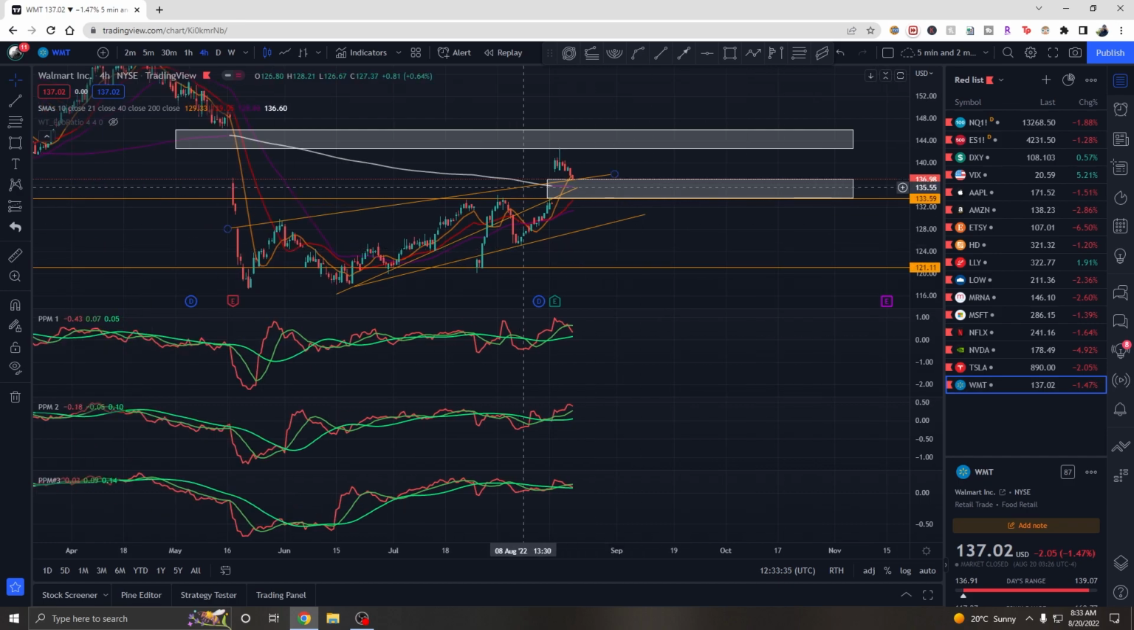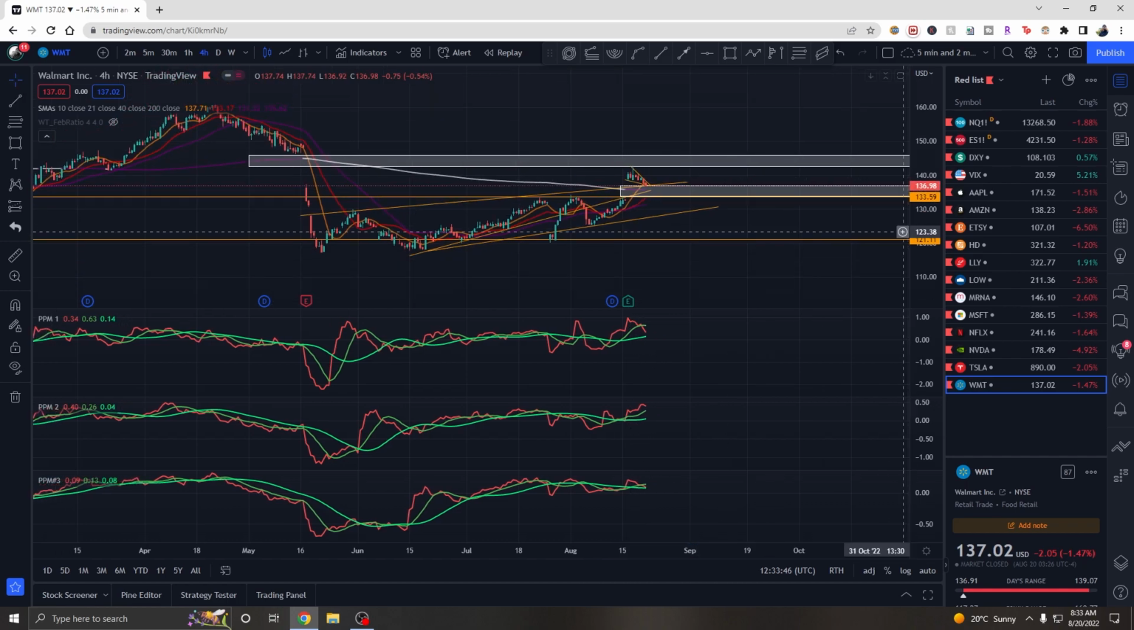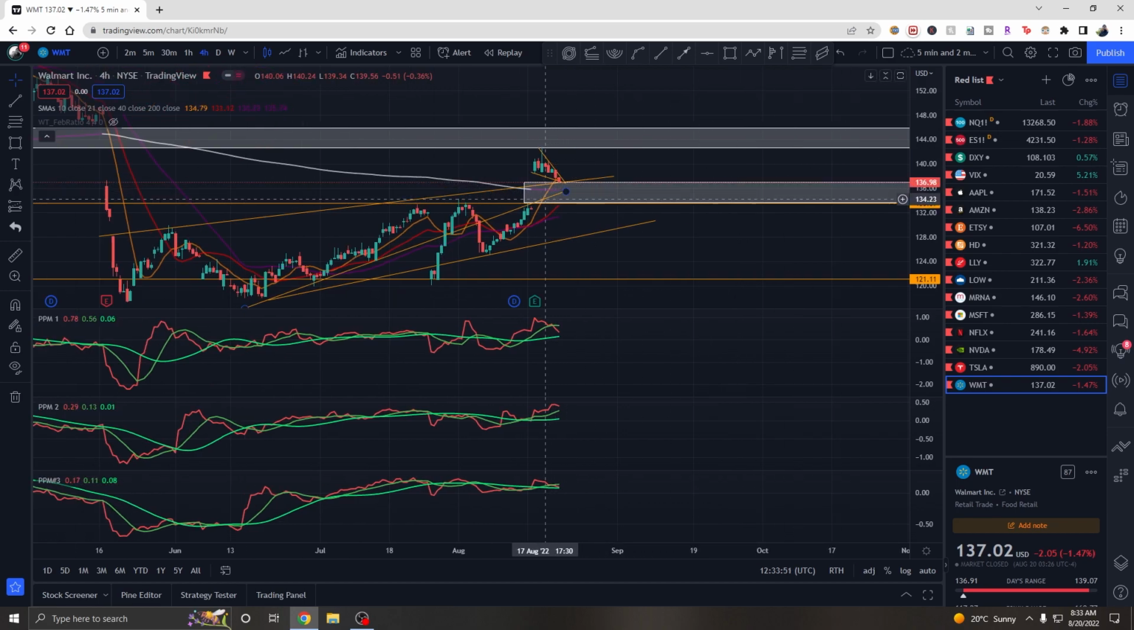Next one is Walmart, and Walmart is also forming this flag formation, similar to all the retail stocks like Home Depot and Lowe's. Because it's very close to this gap fill and very near this 200 period moving average, I'm expecting it to retest this 200 period moving average. At that point, the 10, 21 and 40 period moving averages might come close to the 200 period moving average, and we might see a bounce back from there.